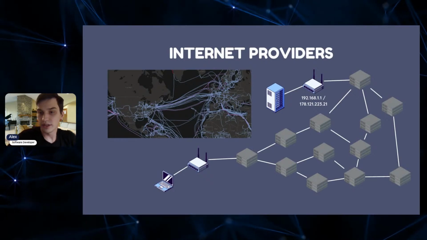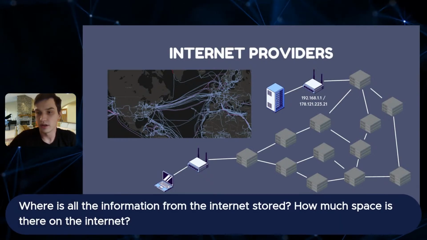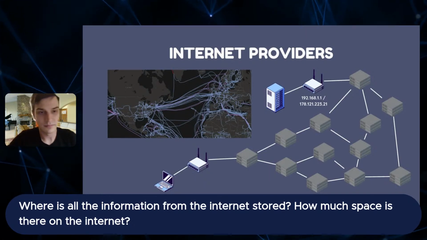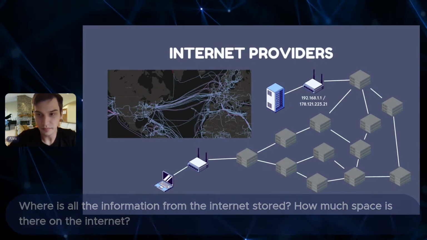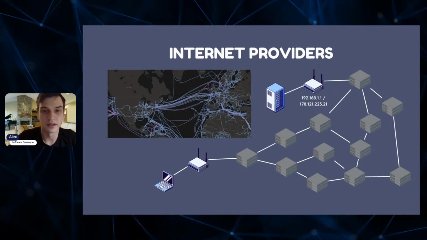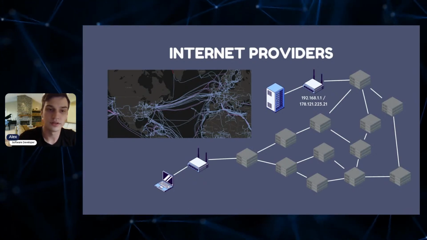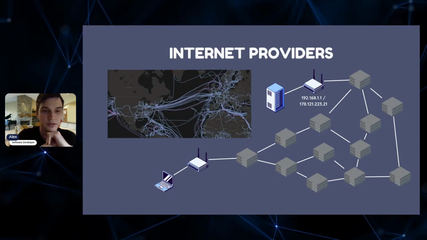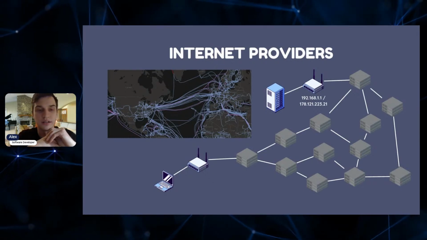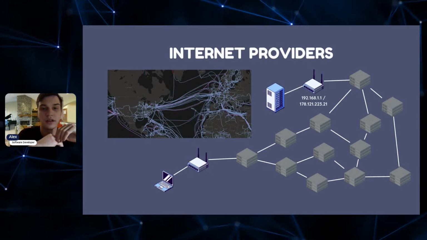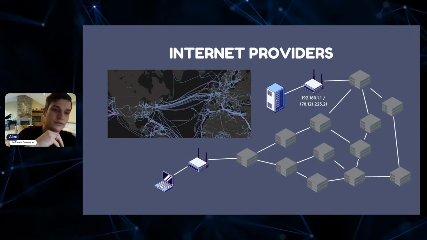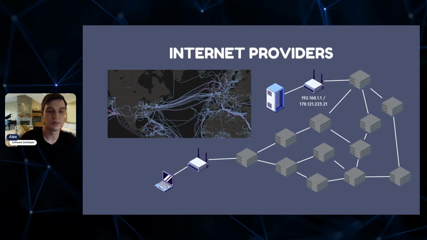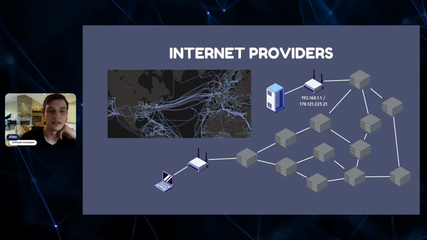So where is all the information from the internet stored? How much space is there on the internet? The internet itself is not storing information. The information is stored on servers, as mentioned on this slide. They are everywhere in the world, and a lot of servers are connected to providers. So when you access a website, you access a server where this information is stored. For example, the youtube.com information is stored on the server with the IP address I mentioned on the slide about DNS.